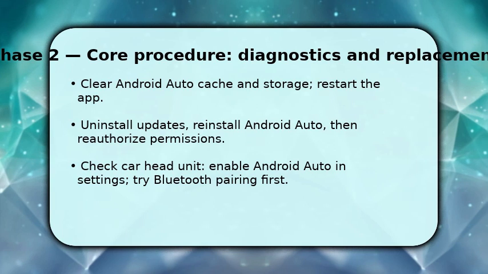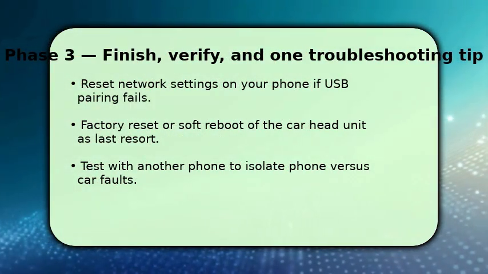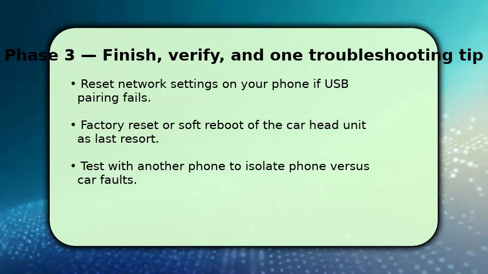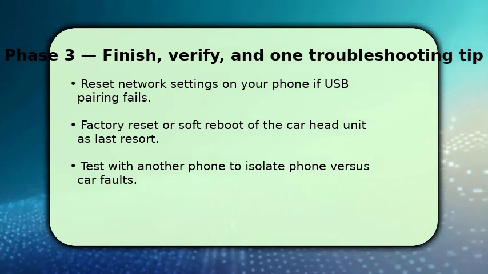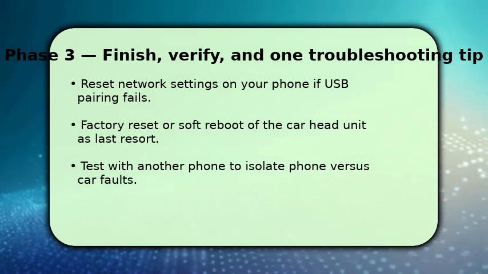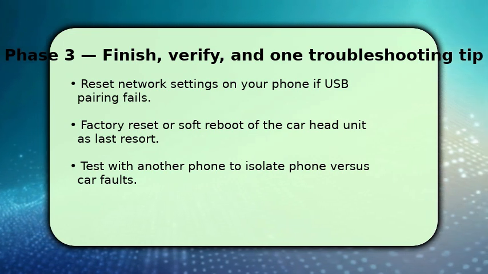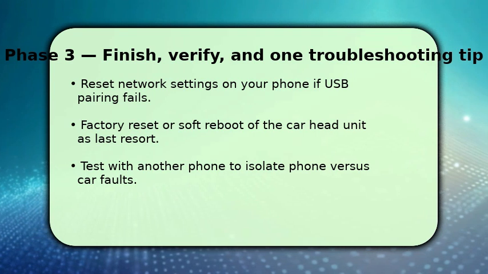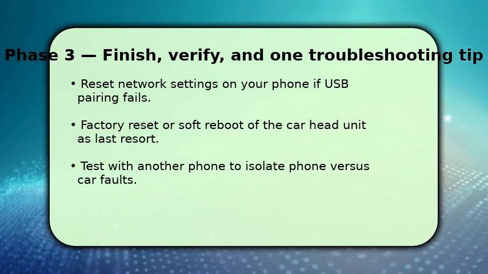To finish, perform targeted recoveries. Reset network settings on your phone to clear stale USB and Bluetooth profiles, then reboot both phone and car head unit. If problems persist, perform a soft reboot of the head unit or, only if necessary, a factory reset. This clears firmware conflicts. After resetting, pair and connect step by step, approving prompts.